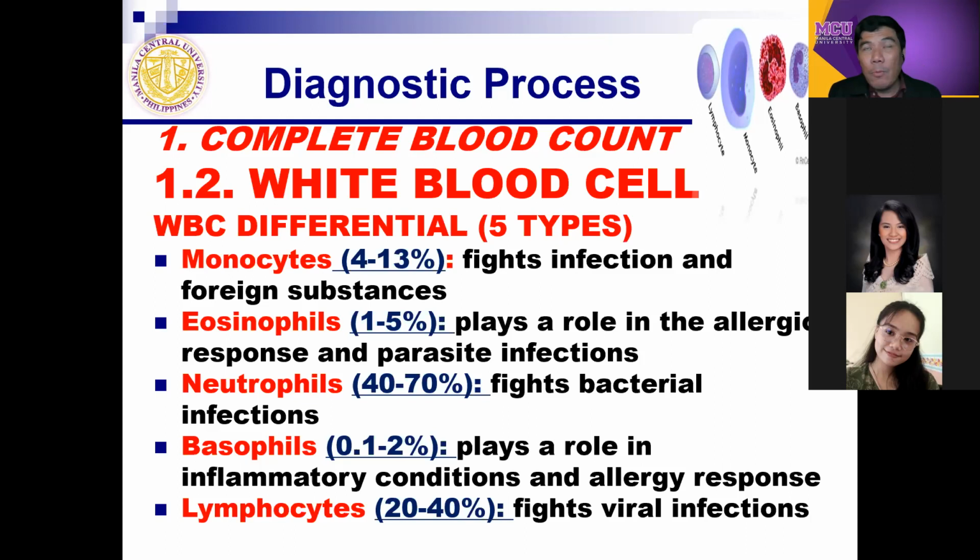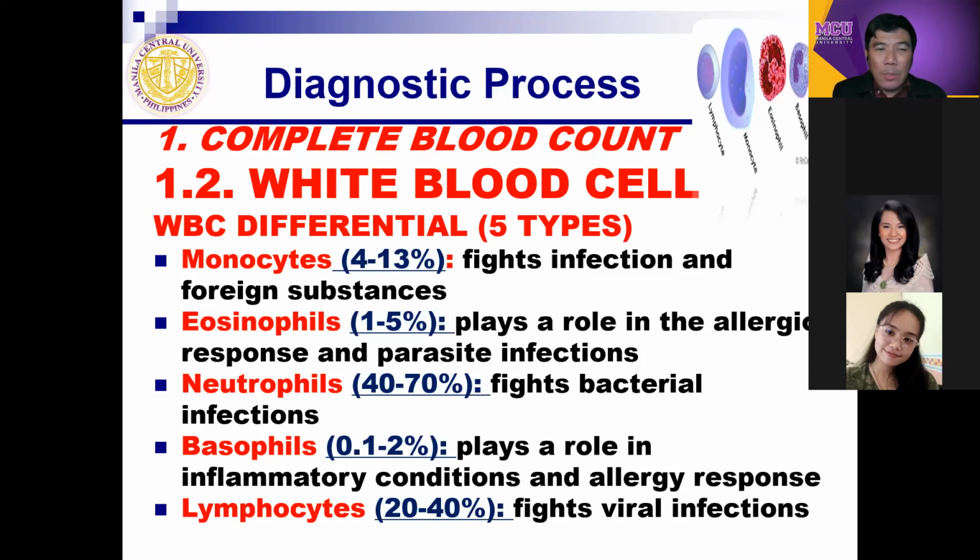Pero pag RBC with differential count, sasama natin si mean corpuscular volume, which is the MCV, at yung tinatawag nating RDW. So yun yung tinatawag natin na RBC with differential count. Pagka WBC naman, it's WBC with differential count. Yung differential count, ito po yung 5 types. We have monocytes, we have eosinophils, we have neutrophils, we have basophils, and we have lymphocytes.